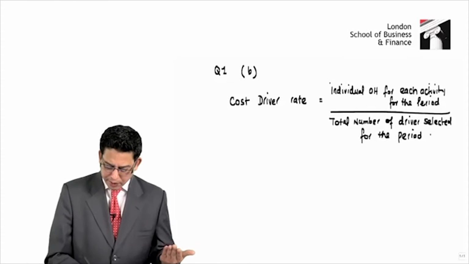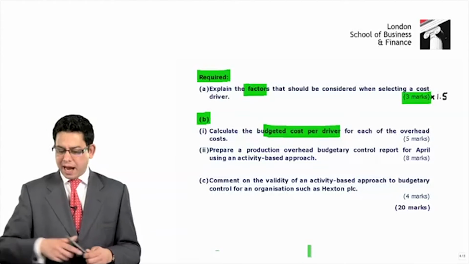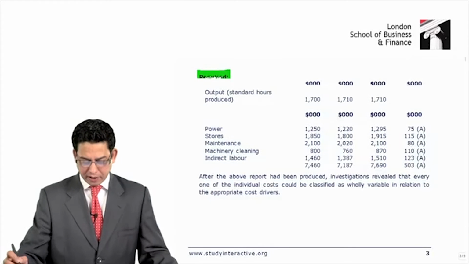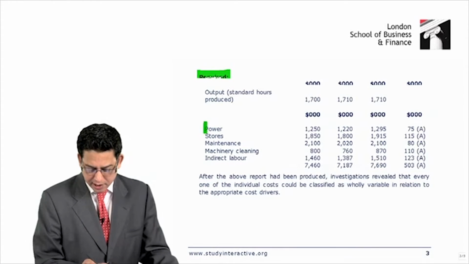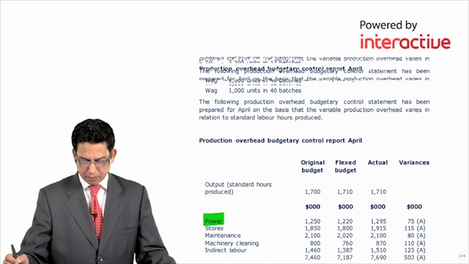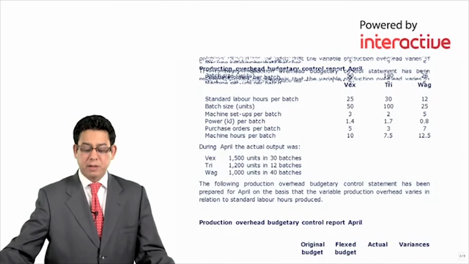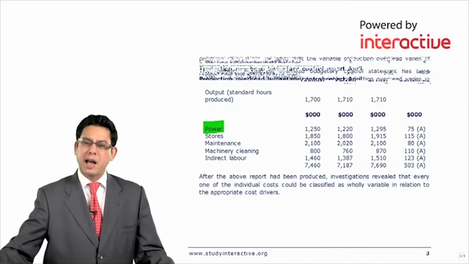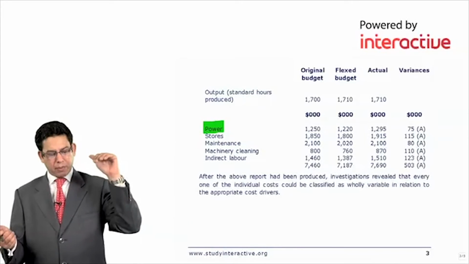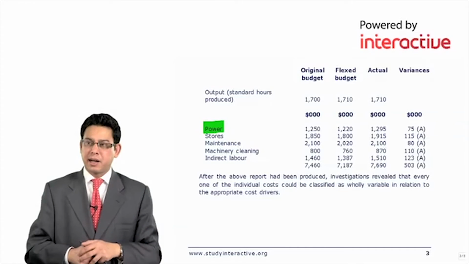Now, going through the question, if I pick up one item of overhead cost, we can develop how we apply this into the cost driver rate. For example, you can see here the cost of power is given in this question number 1. So let's suppose I'm calculating the cost driver rate for power, and the same idea you can apply onto stores, maintenance, machinery cleaning and indirect labor as well.